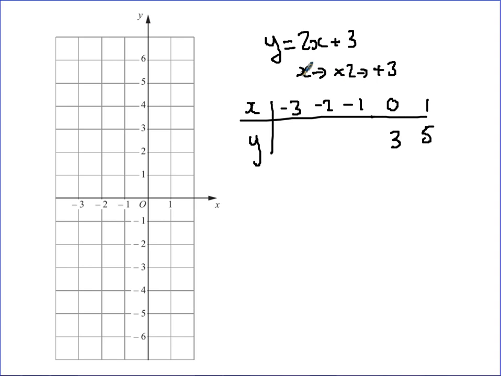Then we go minus 1. Minus 1 times 2 is minus 2. If you then add 3 to that, you get 1. Now you can then notice a pattern of going down by 2s, so you can just take 2 off each time. And again, I check this number, minus 3 times 2 is minus 6, add 3 on is minus 3. We then plot the values on there, so minus 3, minus 3, minus 2, minus 1, minus 1, 1, 0, 3, and 1, 5.